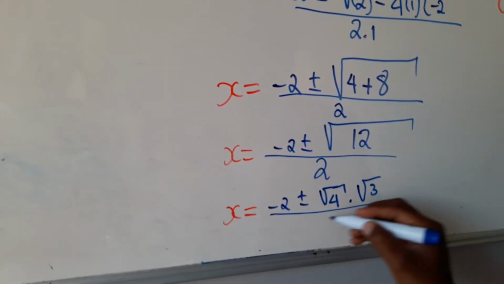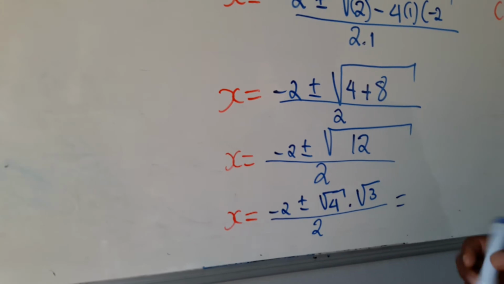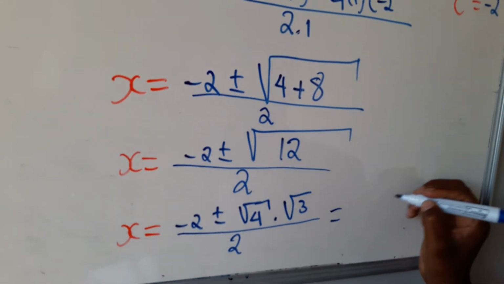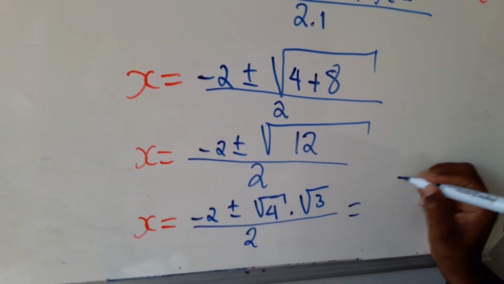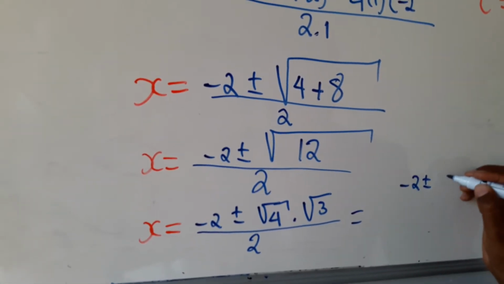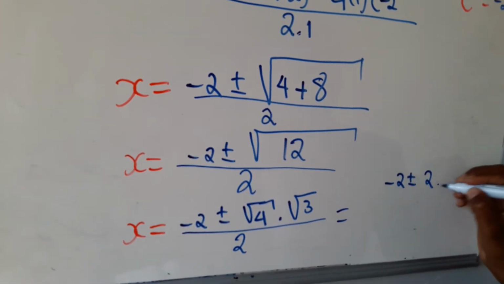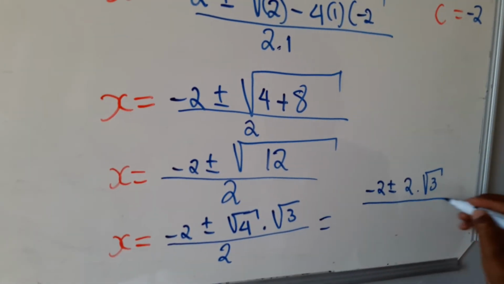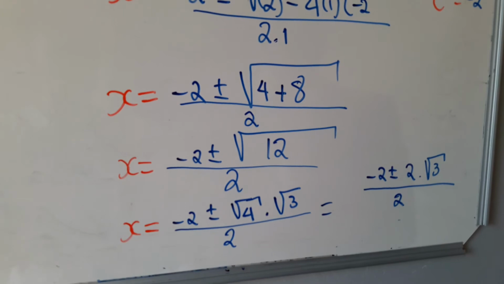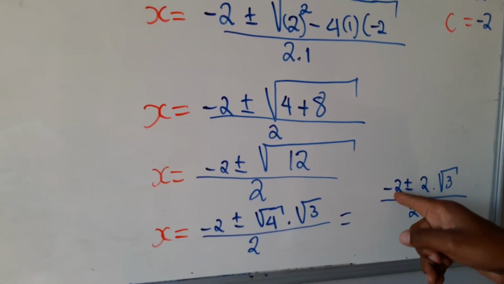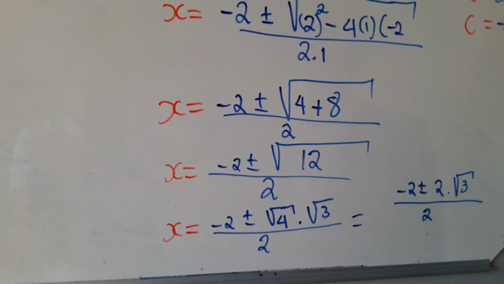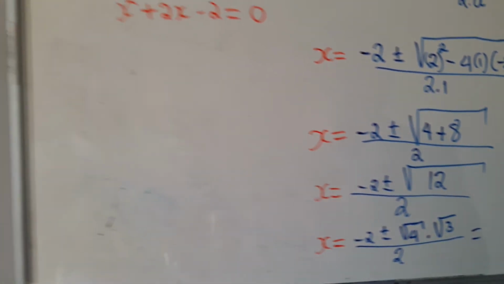This over 2. So we continue here, simplifying that. The square root of 4 is just 2, so we can put here that this is -2 plus minus 2 times the square root of 3 over 2. Now, the next step is to simplify this further, because we have a 2 here, a 2, and a 2 as a denominator. So they can all be divisible by 2, and that's what I'm going to do. I'll continue on this side.